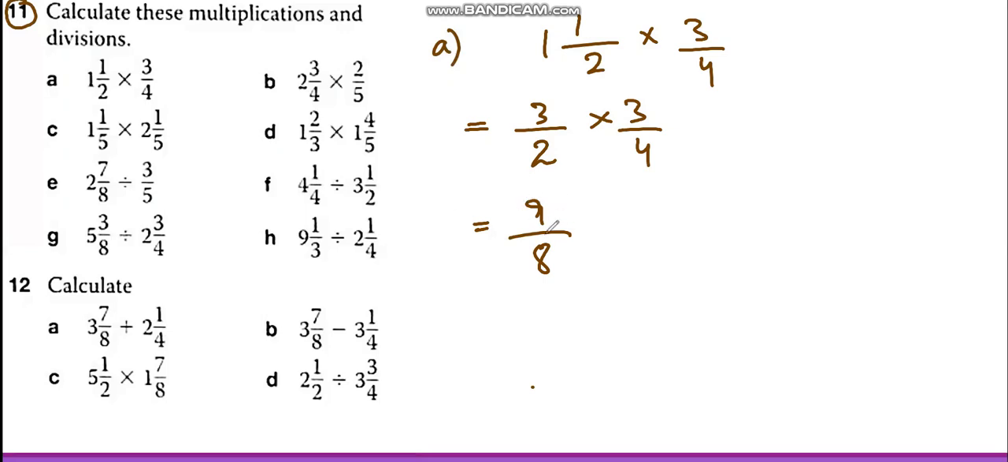To again convert the improper fraction into mixed number, we can divide it. So we will get 1 as the remainder, and then we can write into mixed number like 1 as the quotient and 1 as the remainder, and 8 is the divider.